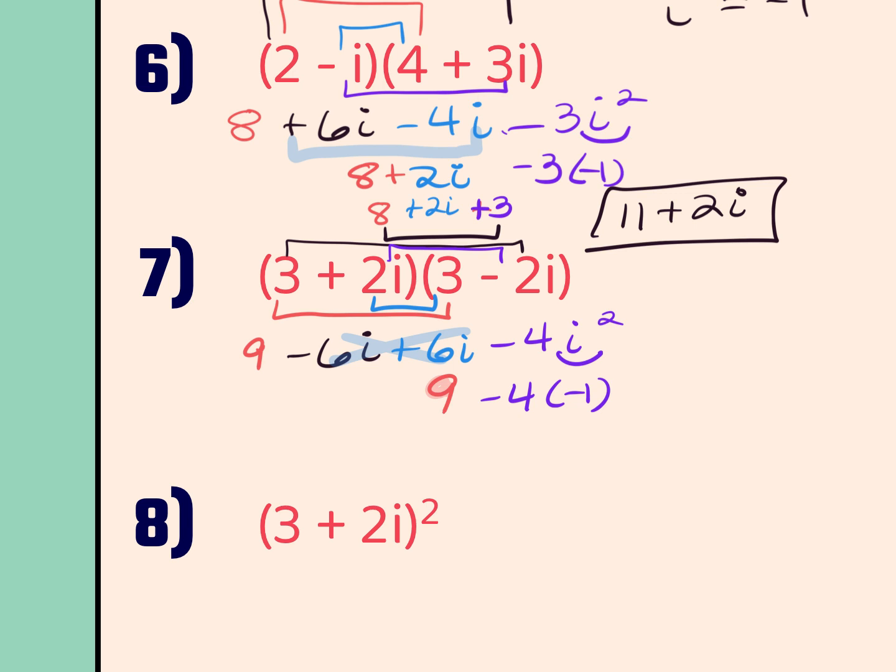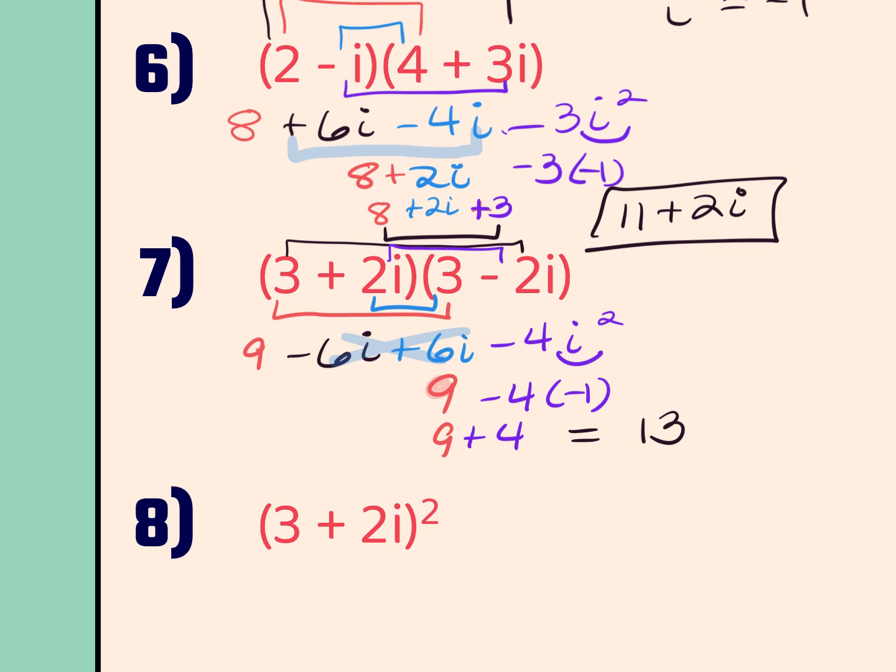And now I'm going to multiply the purple. So 9 and then negative 4 times negative 1 is positive 4. So my final answer here is 13. Now, this is an example of multiplying by the complex conjugate. Remember, we did this when we tried to get rid of square roots. This is how we're going to get rid of an i in our problem. So this is multiplying by the conjugate, and whenever we do that, the i disappears.